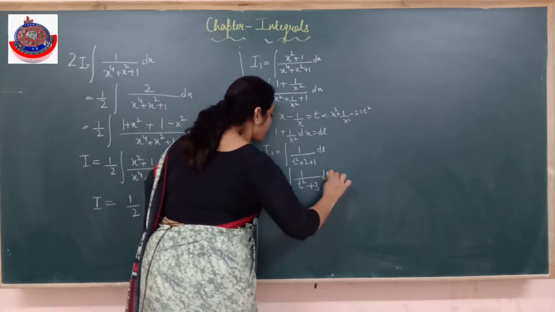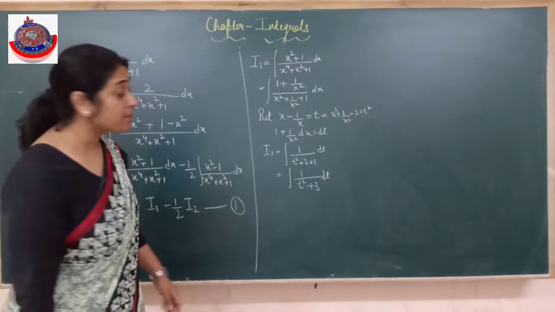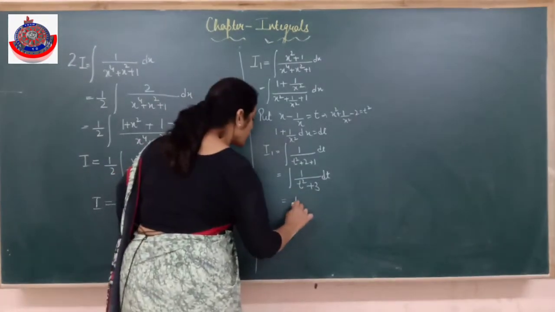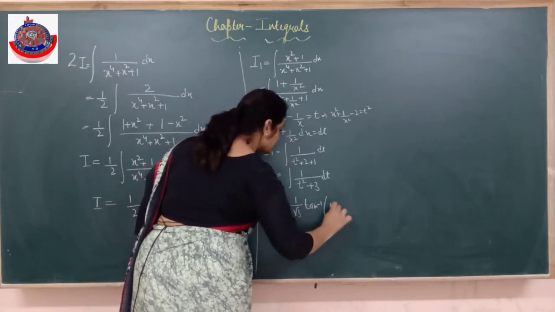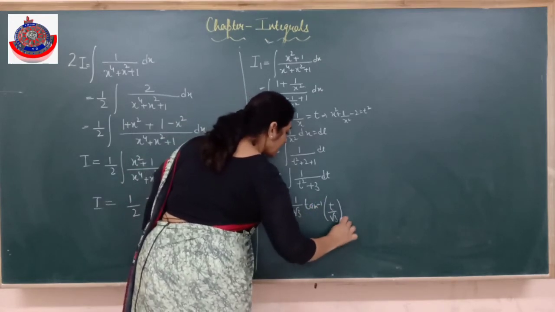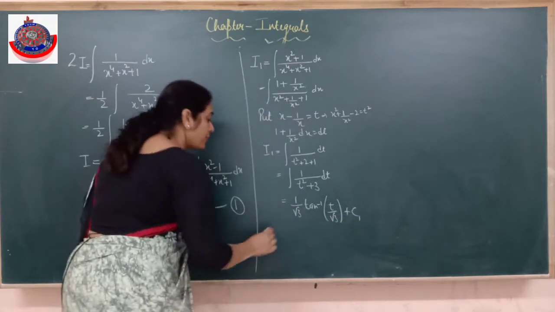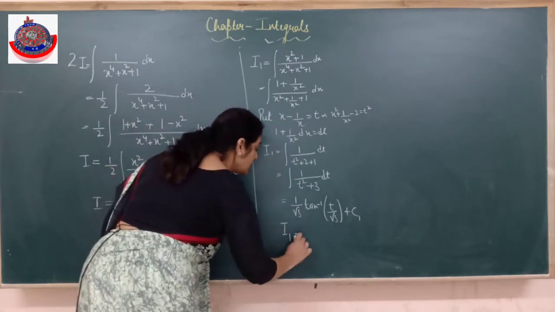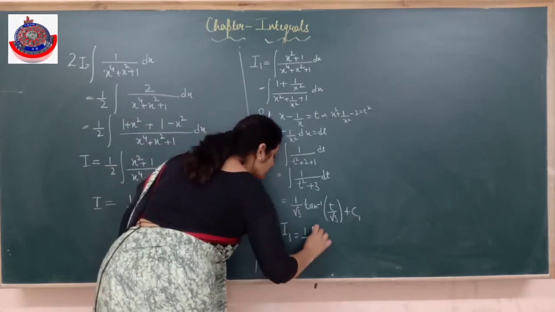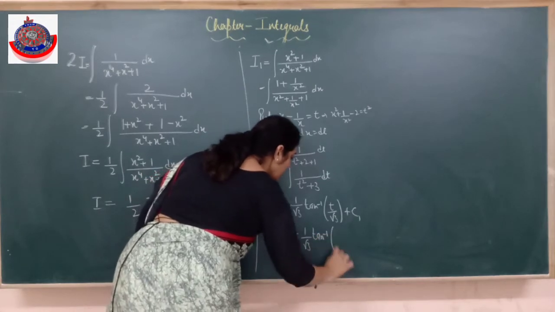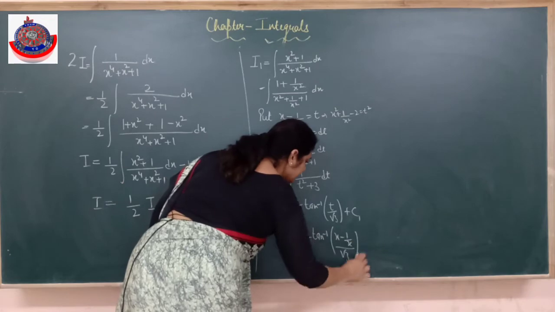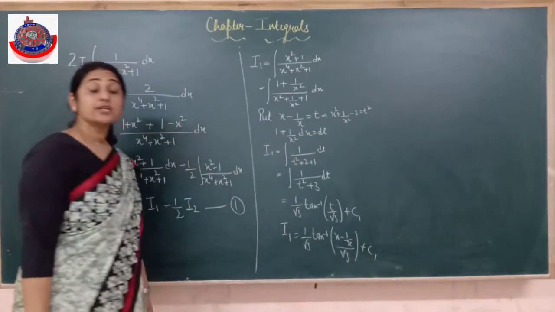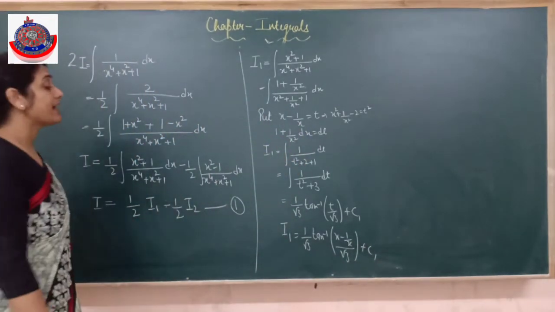So again the same form. 1 upon x square plus a square. What is the integration? 1 by a tan inverse x by a, plus C1. Replace the value of t: tan inverse of x minus 1 by x, by root 3. If you want to take LCM, that also can be done. So we have solved I1. Let's solve I2.